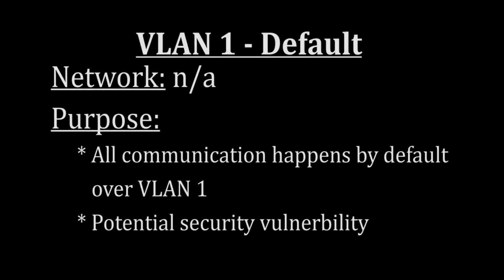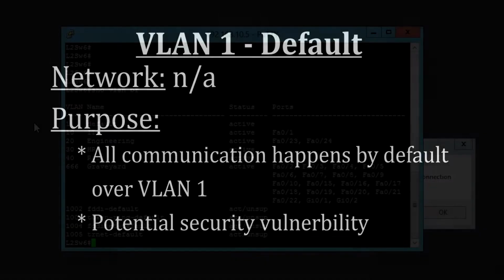There is one VLAN on the switch that is present before we even configure it, and that is VLAN 1. By default, all traffic goes over VLAN 1. This can be a huge security vulnerability. Anyone who is capable of connecting to this VLAN will be able to see all the data communications. It is a best practice to disable VLAN 1 and to make sure that no interfaces are set up to use that VLAN.